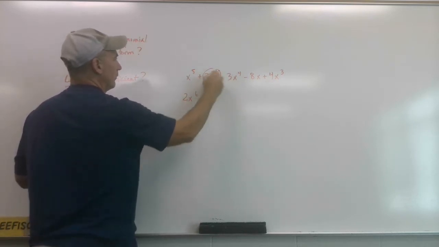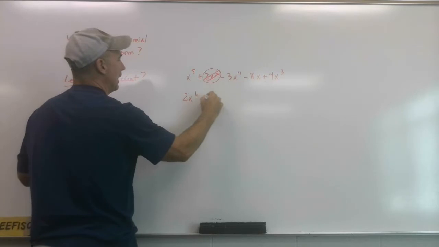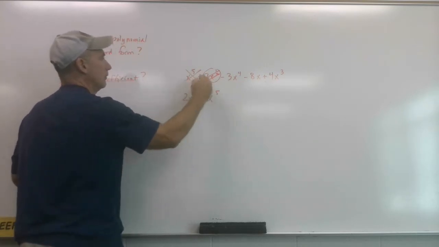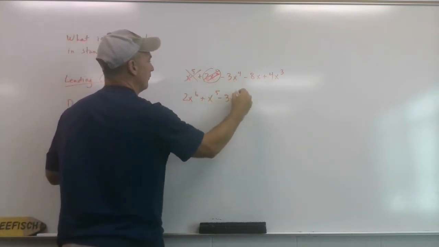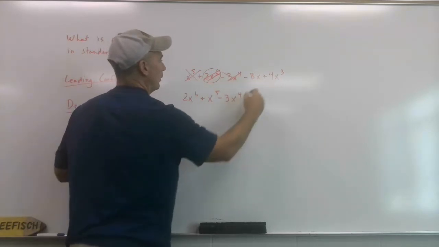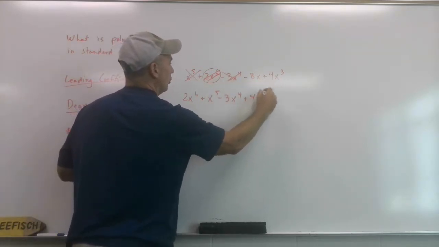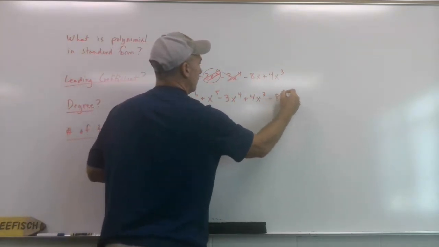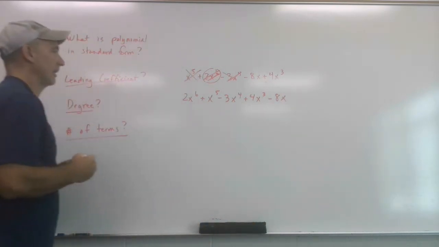2x to the 6. Now we got that guy, x to the 5th, minus 3x to the 4th. Next one's plus 4x cubed. There is no squared term. So then there it is. There it is in standard form.